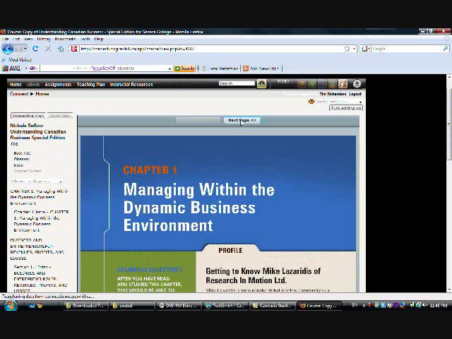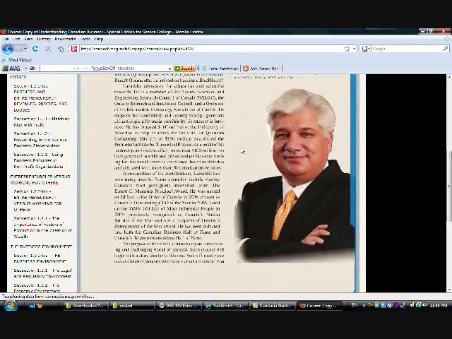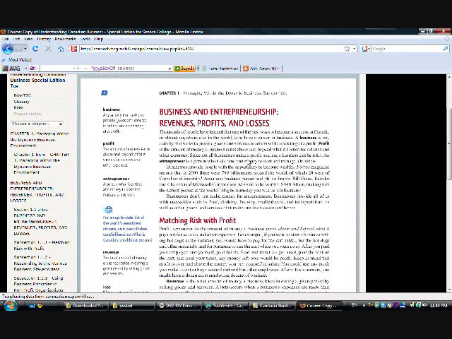I want to advance to the next page. Simply click at the top here. Now, again, it continues with the RIM story. I'm going to advance to the next page. And here we are, starting off with a section talking about profit.